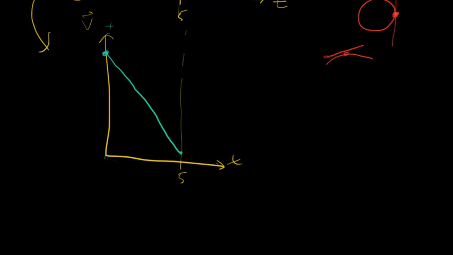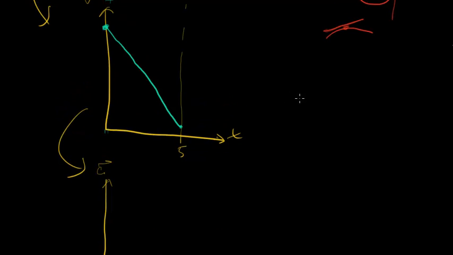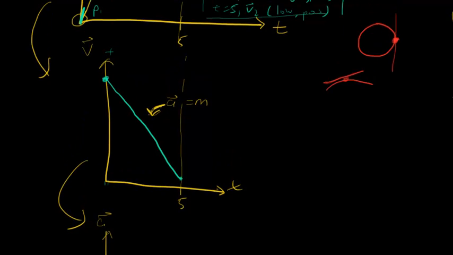Okay, what if we convert this now into an acceleration time graph? What would it look like? Well, what is acceleration again? How do we convert from a velocity to an acceleration graph? Acceleration is the slope. Acceleration is the slope, and remember, m stands for slope. So the acceleration would just be the slope of a velocity time graph, right?